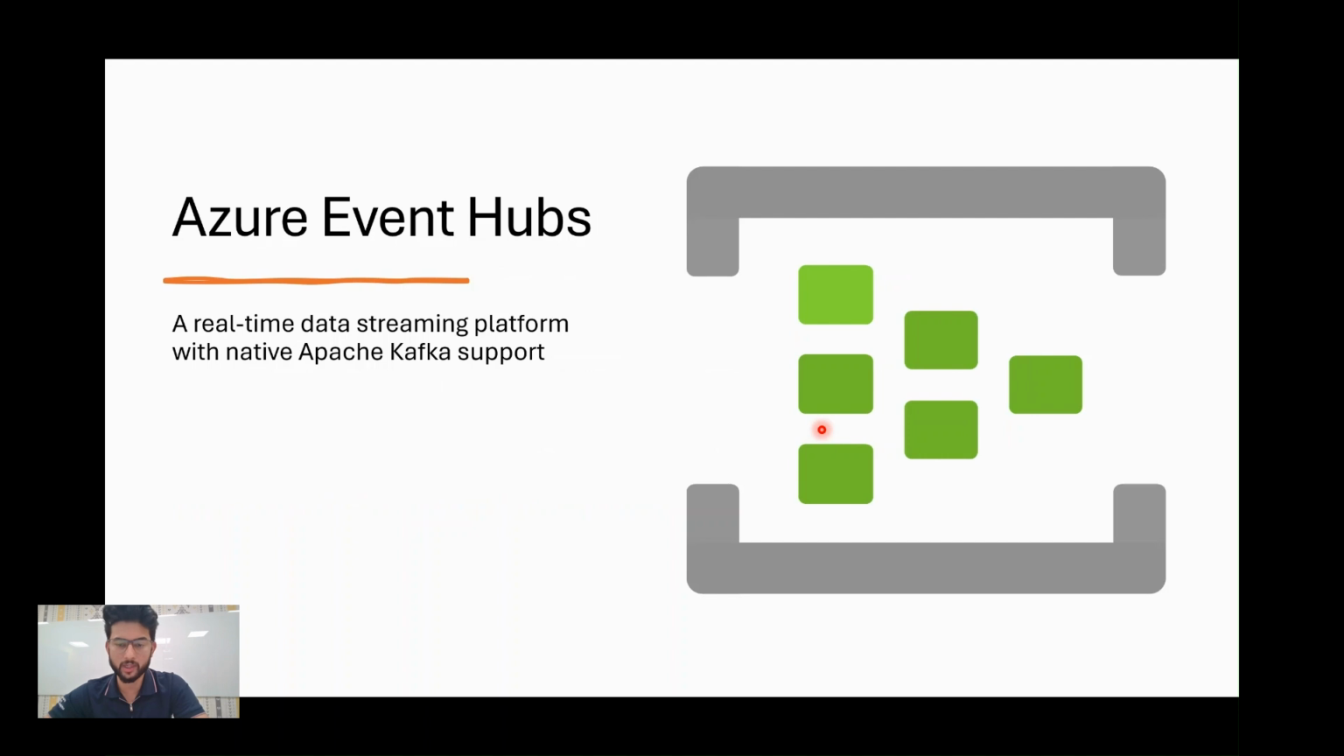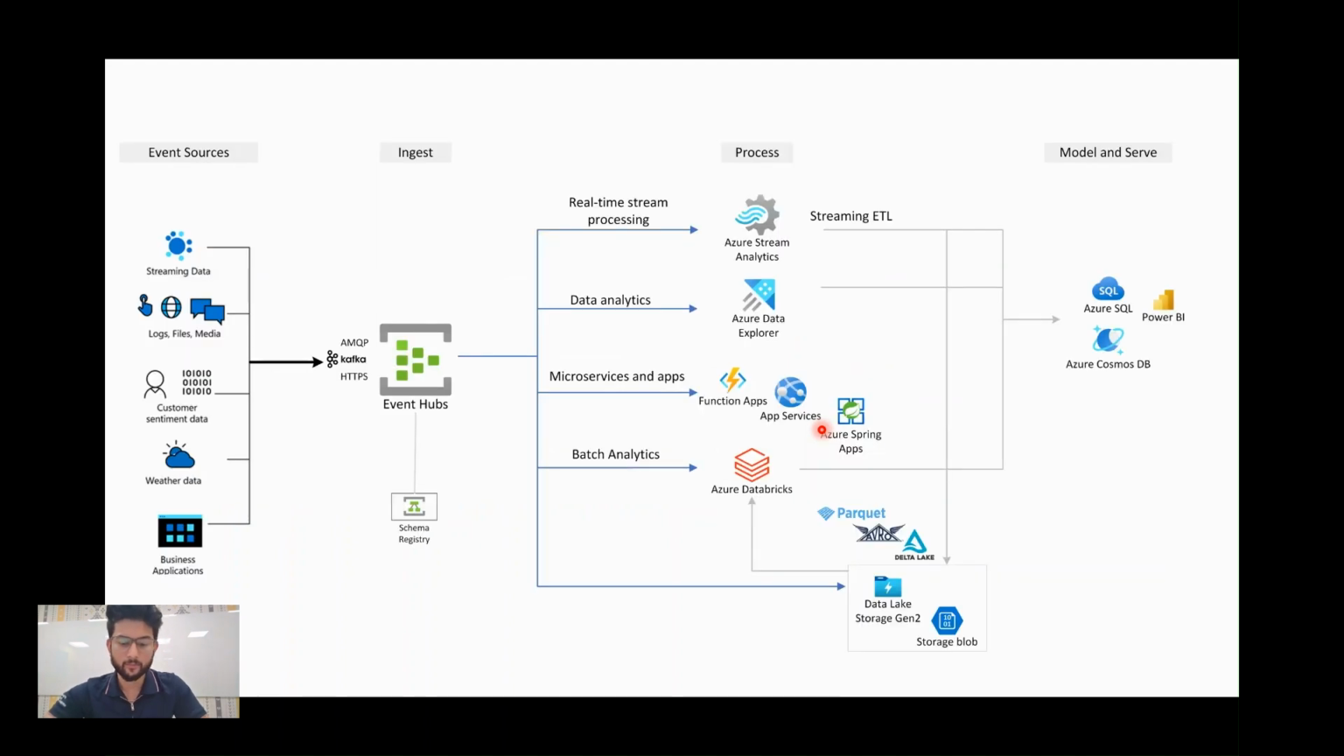Looking at it from a pictorial point of view, if you see on the left, you have the event sources. It could be business applications, logs, files, media, and different kinds of streaming data that you would like to ingest to Event Hubs. With Event Hubs, you can talk using AMQP, Apache Kafka, and HTTPS protocol. On the receiving side, there could be multiple downstream applications with their own business goals, like real-time stream processing, data analytics, batch analytics, and those applications can read data from Event Hubs at their own convenience.